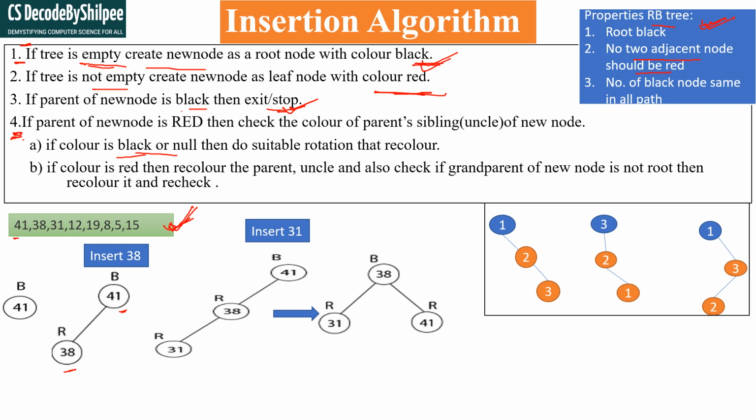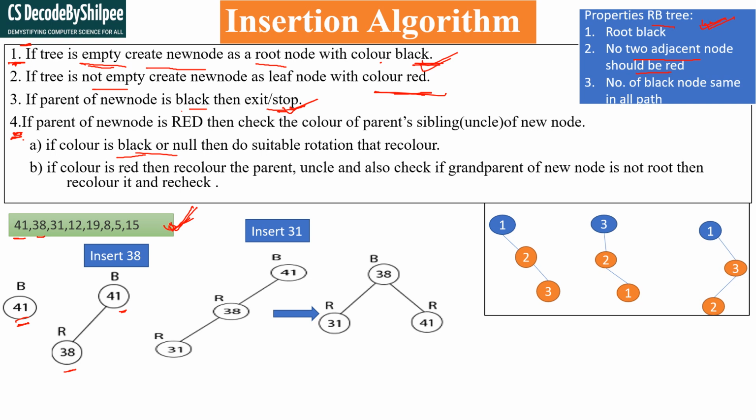Okay, so 41 comes first. There is no element, so the tree is empty. Since the tree is empty, 41 acts as the root node, and its color is black, because the first step of the insertion algorithm says that if the tree is empty, the new node acts as the root node and its color is black. So 41 is black.